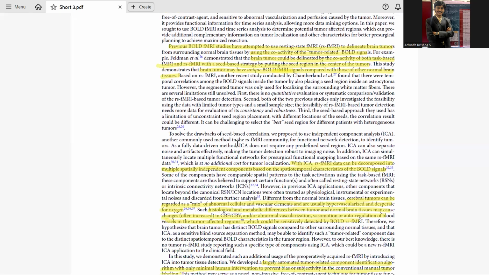Now let us get into what they actually did in this paper. Here they're talking about independent component analysis. What is this actually? This is basically a computational method used to separate multivariate signal into independent non-Gaussian components. So here, in the context of resting state functional MRI, ICA helps to identify distinct spatial patterns of brain activity by decomposing the functional MRI data into a set of independent components that represent different brain networks or sources of variability.